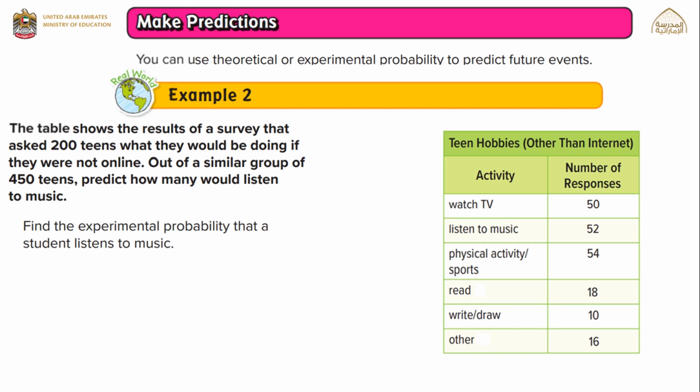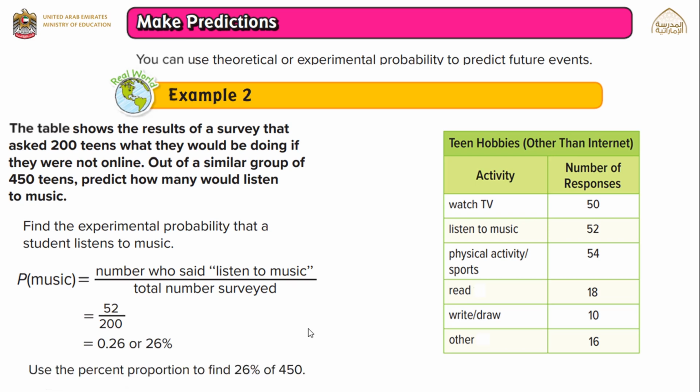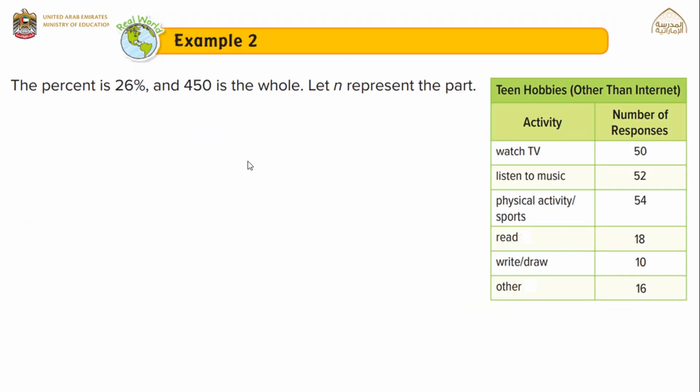The experimental probability that a student listens to music is 52, so 52 divided by the total number surveyed. Now, 52 out of 200 simplifies to 26%. Out of 450, 26% are listening to music. The percent is 26%, and 450 is the whole. Let n represent the part.